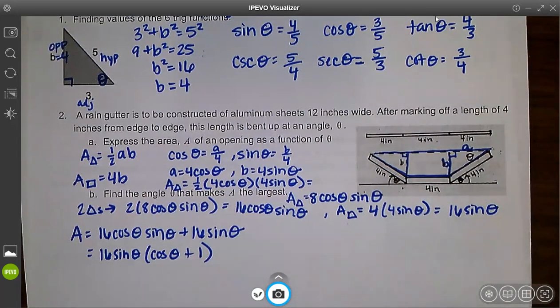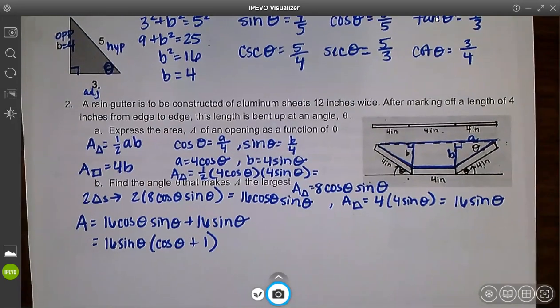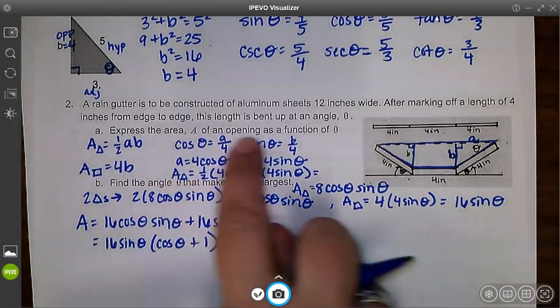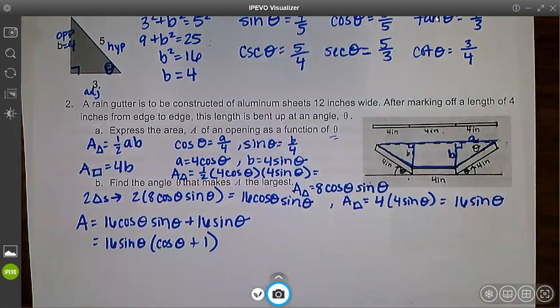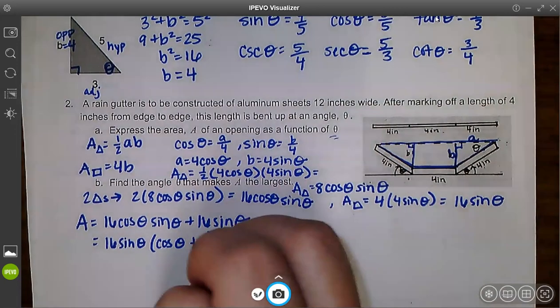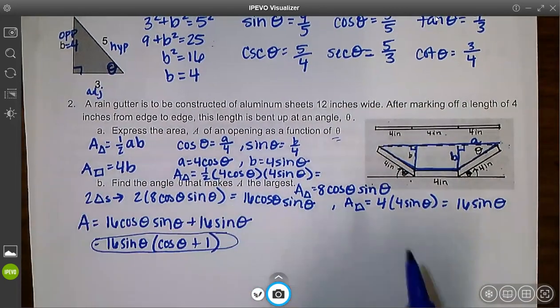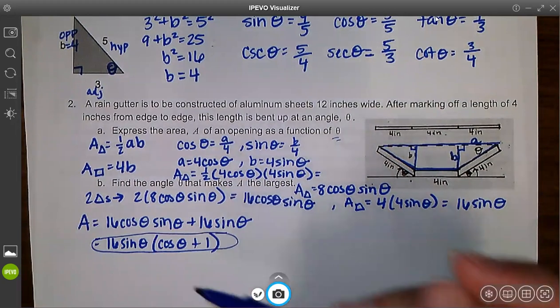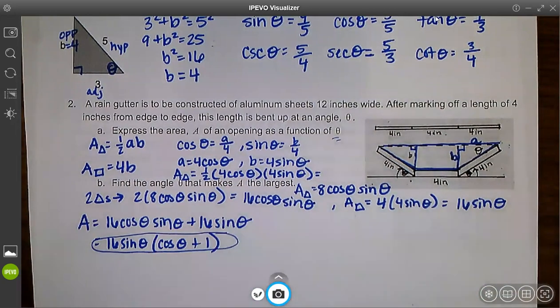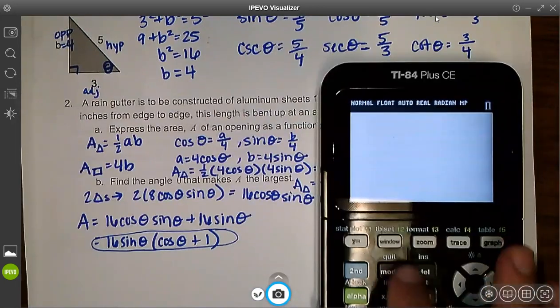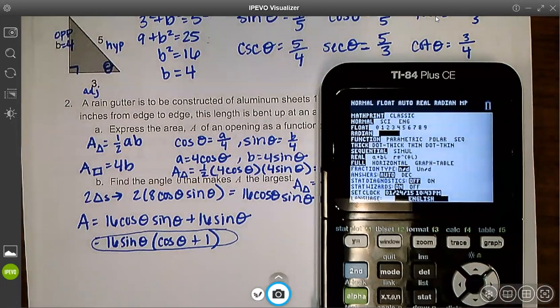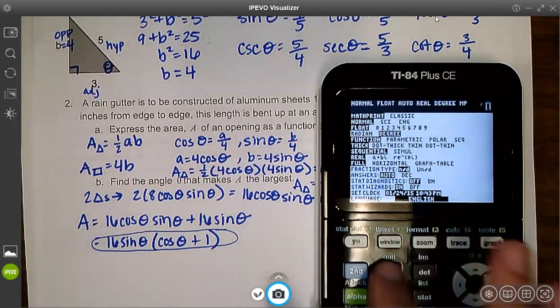Now that I have that equation, this is expressing the area as a function of theta. So now theta is our variable instead of A and B. So that's our equation. And then to find the angle that makes the area the largest, we're going to graph this. When we're graphing this, we're talking about angle measure, so we're going to put it in degrees mode. Your calculator typically resets into radians mode, so it needs to be in degrees mode.